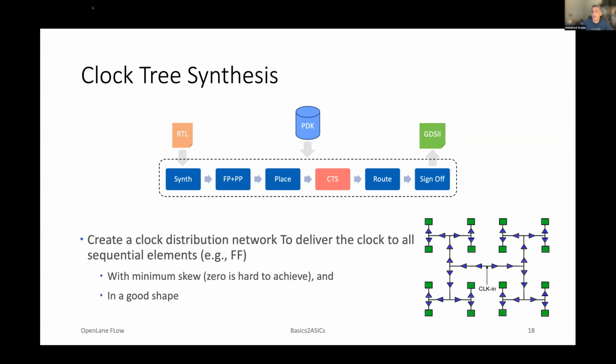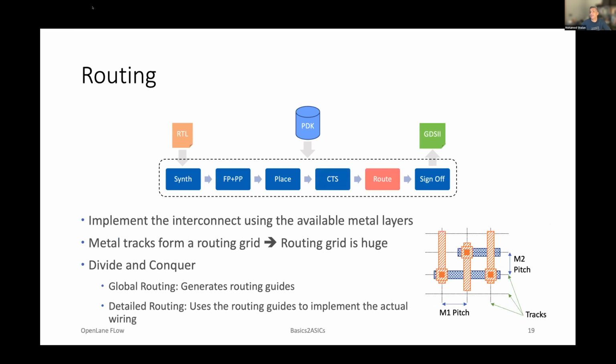But in many cases, we don't really care a lot about the skew, as long as the design does not have any timing violation and the clock is delivered to all clocked elements in good shape. After that, we start to implement the wires that connect the components together, and this is the routing. The routing is the most time-consuming step in this process. And eventually the routing is done using the available metal layers.